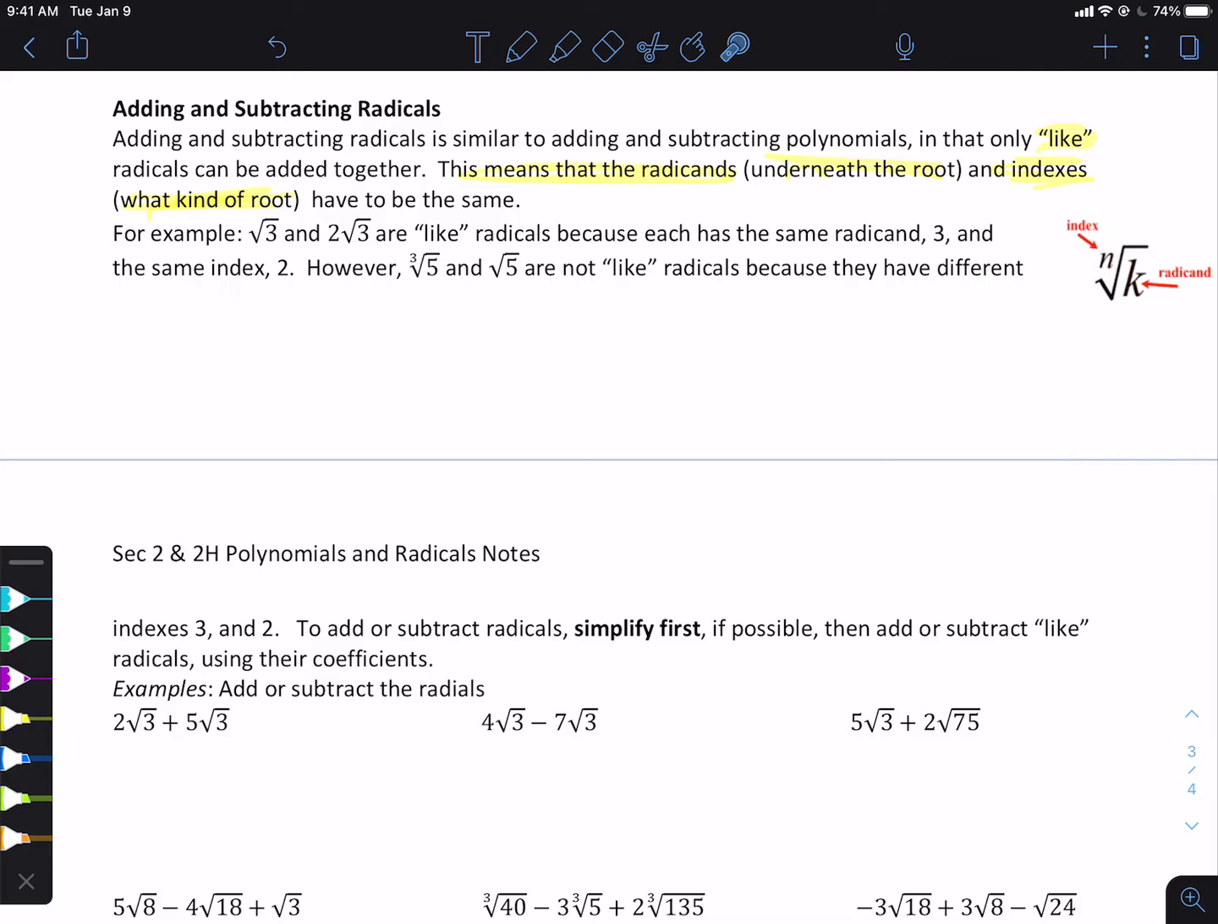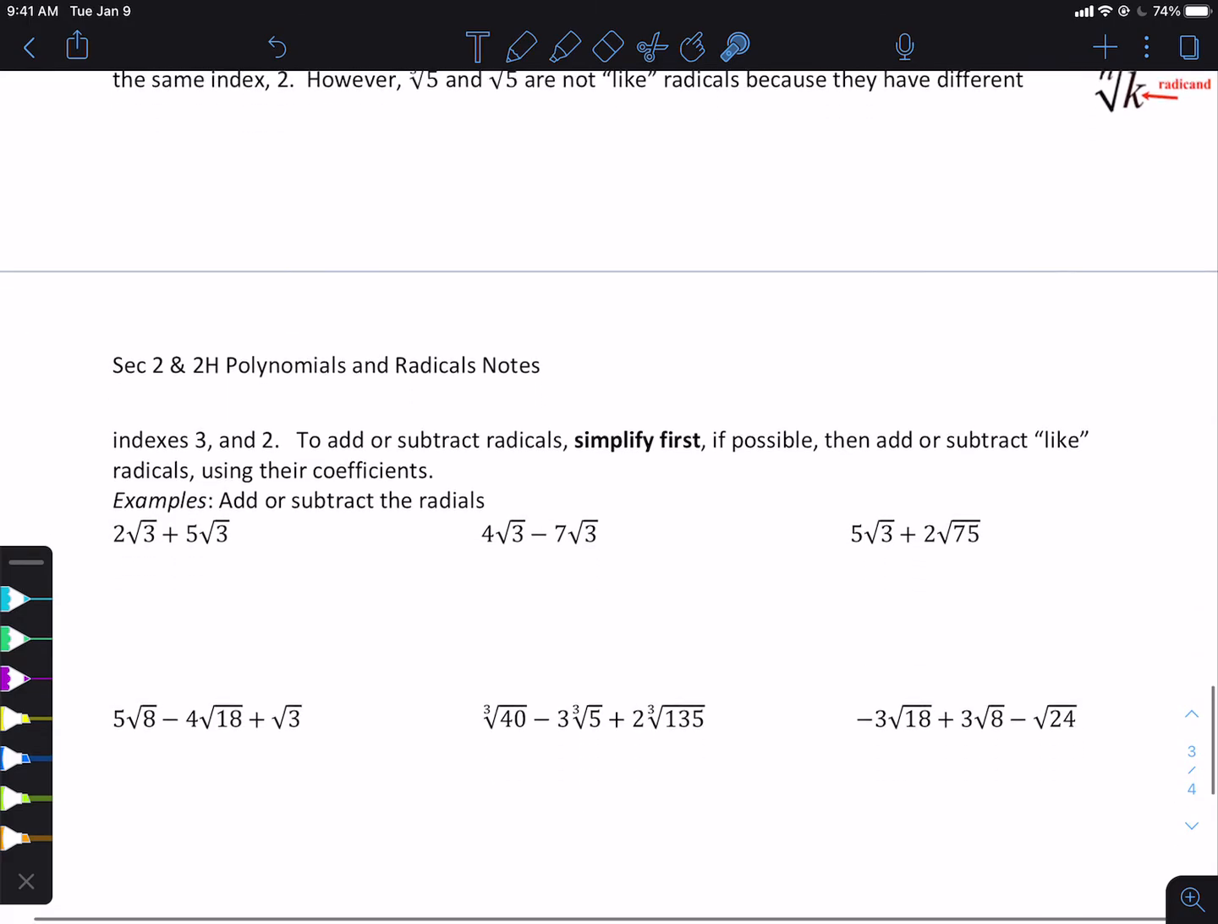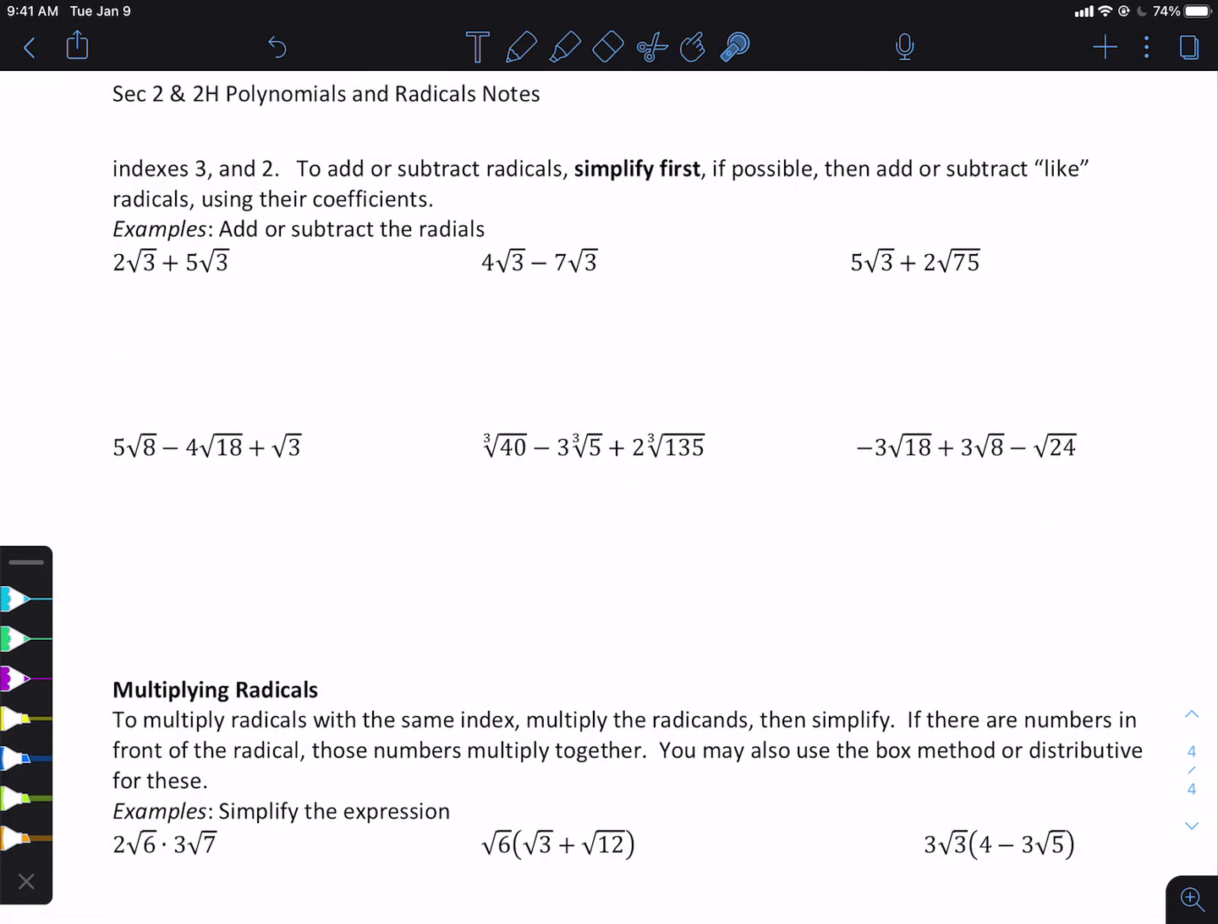So remember, this is our radical. This thing underneath is called the radicand. This thing here is called the index. And remember, if there's nothing there for the index, it's an unsaid 2. Okay? So you can combine these two because they're both square roots and have a 3 underneath. However, you cannot combine these two because this is a cube root and this is a square root, so they have different indexes. Okay? So what you want to do when you're adding and subtracting is you can simplify first and then you add or subtract like radicals from there.